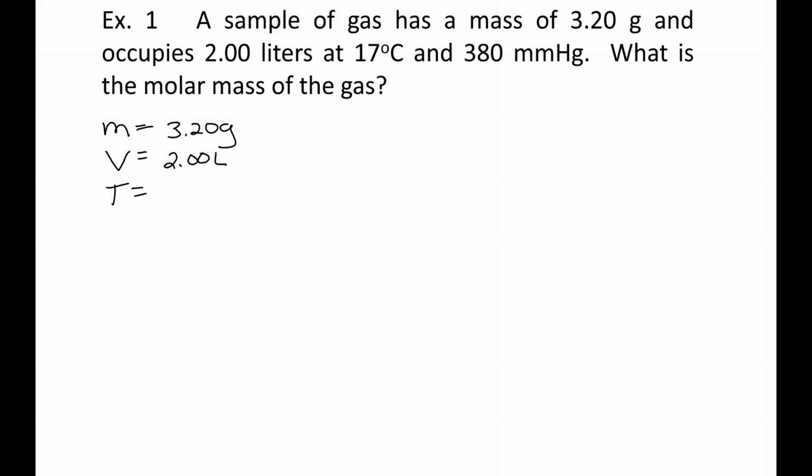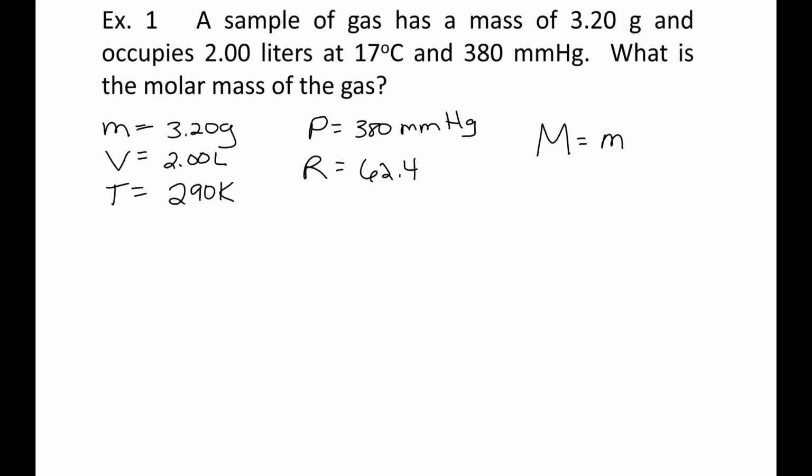So make sure you don't use Celsius in any of these equations. Okay, now we also have a pressure, which is 380 millimeters of mercury. Now, with all of these, we do need an R. So it all depends on our pressure, which is millimeters of mercury, so it's going to be 62.4. Okay, so we have all the stuff to go in this equation.